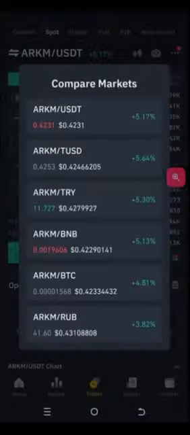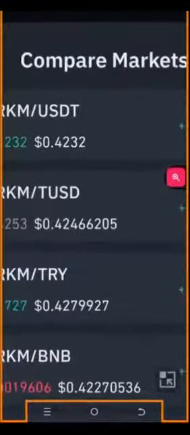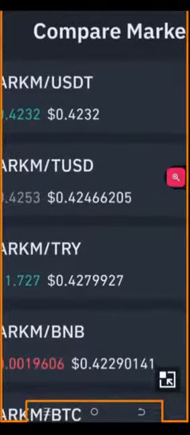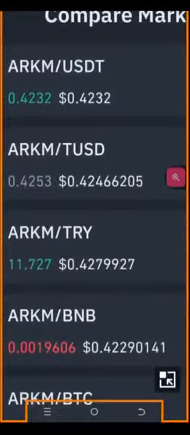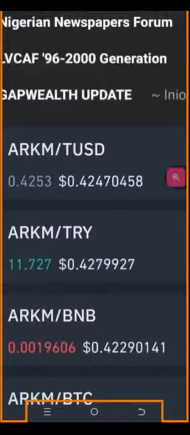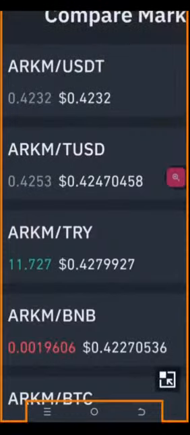So now let's look at this ARKM coin, which is 42 cents. Let me enlarge this so that we can see it better. Some of us, by the time you joined Binance, may have had your currency denominated in your country's currency. You can always go to settings to change to USD. That's how I like to look at the price. I'm in Nigeria, but I don't want to see it in Naira. I always like to see it in USDT or USD, so it makes everything easy for me to see.